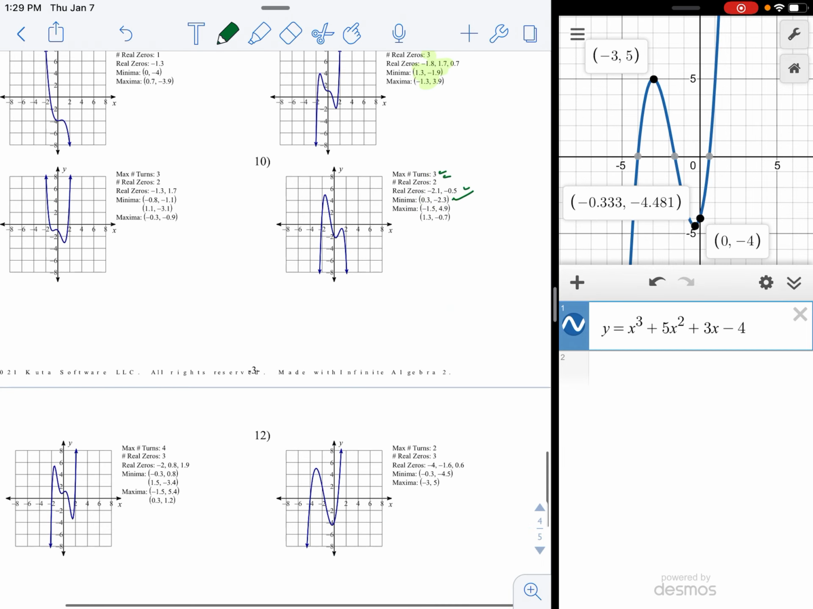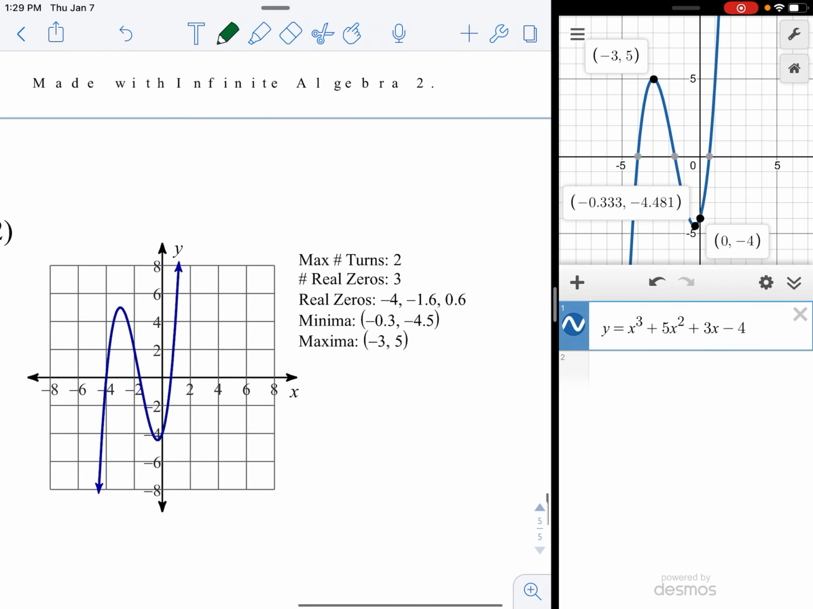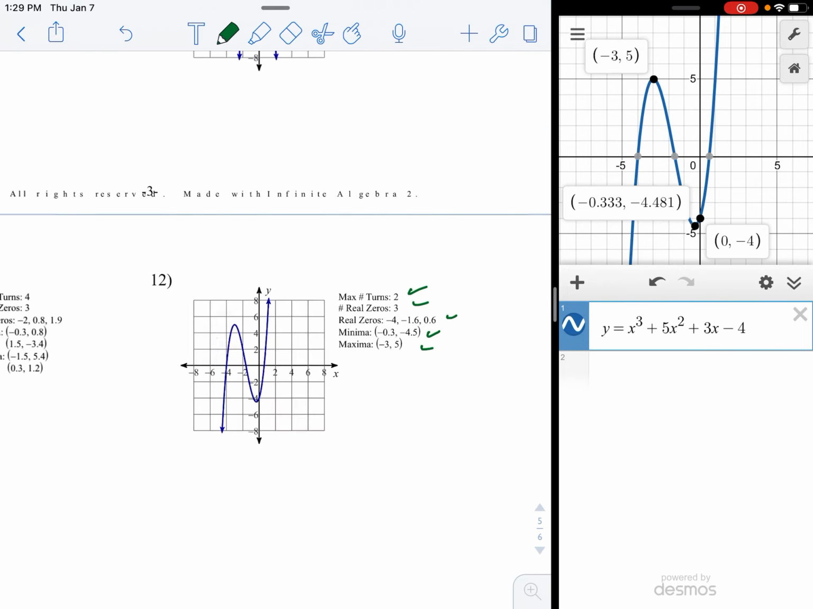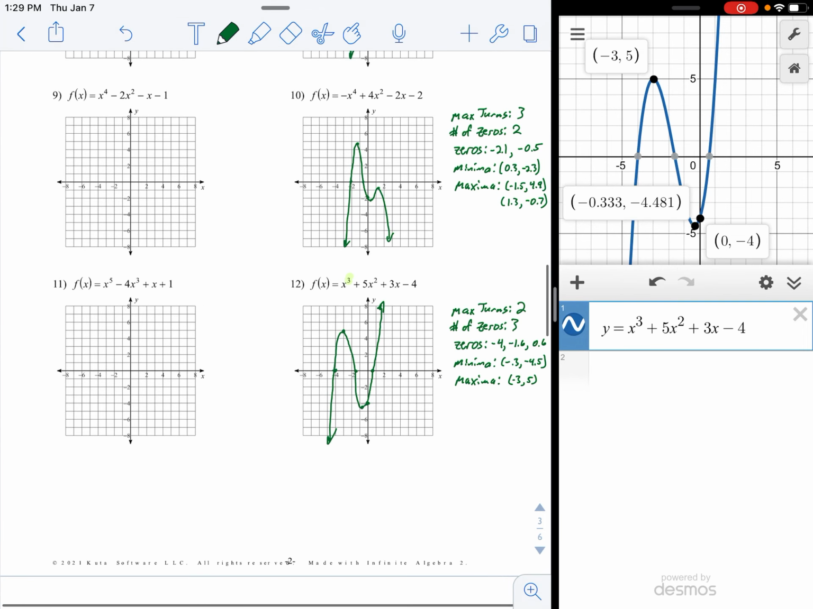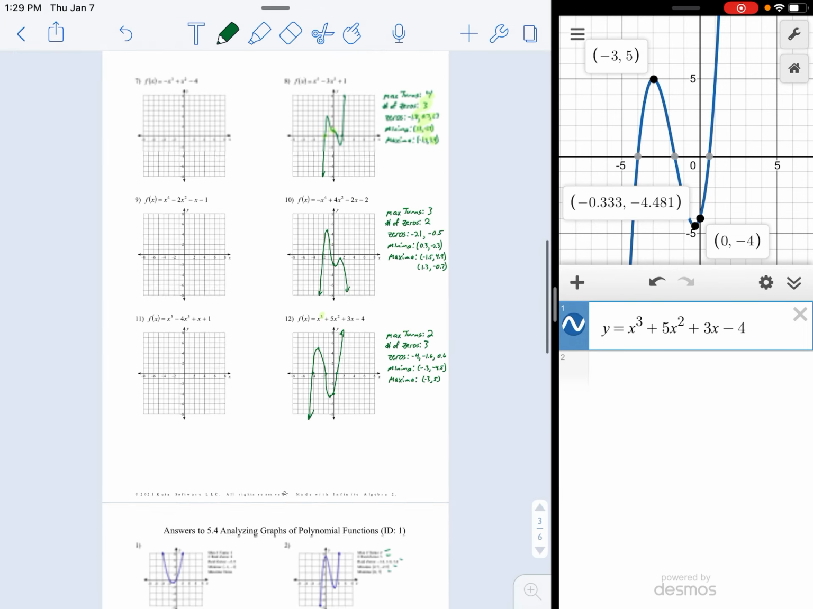Whoa. Oh, that's number 10. Okay, number 12. There we go. I was about to say, wow, I've really got that wrong. I think those all work out to be right. Yep, looks good.